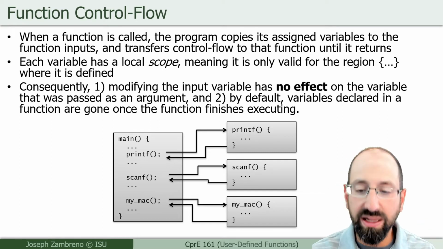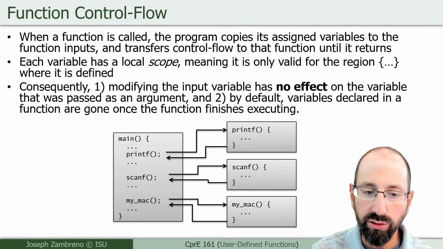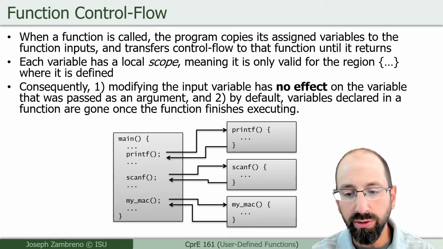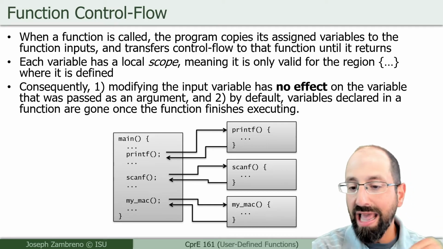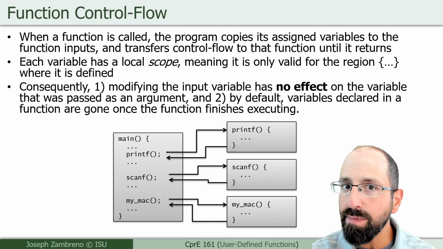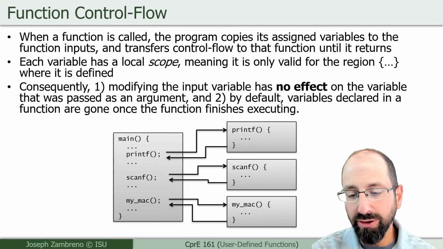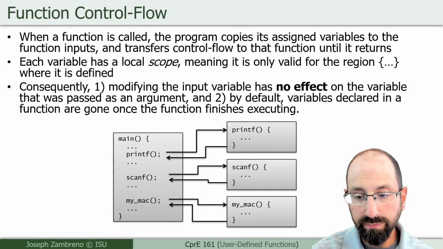You'll get the same kind of compiler error as when we were messing around with scope earlier in the course. So consequently, when you modify that input variable, which we didn't do in the example program, but if we wanted to modify m, modify x, or modify a in that myMac function, it will actually not affect at all the variable that we were using, var1, var2, var3, in our caller function.